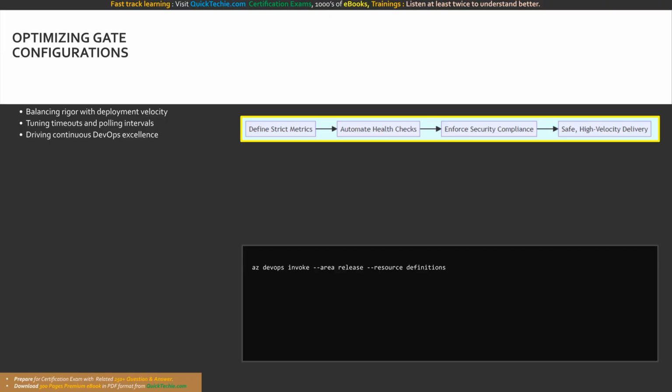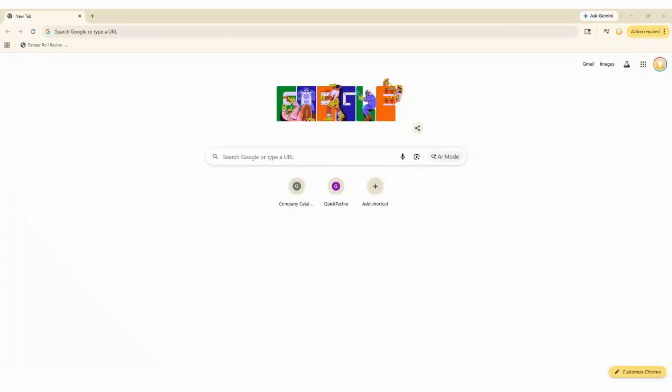Utilizing the CLI to interact with release definitions enables enterprise architects to programmatically audit and standardize release gate configurations across hundreds of disparate deployment pipelines simultaneously. The formula for enterprise delivery, defining strict metrics, automating health checks, and relentlessly enforcing security compliance, ultimately yields a safe, high-velocity software delivery lifecycle.